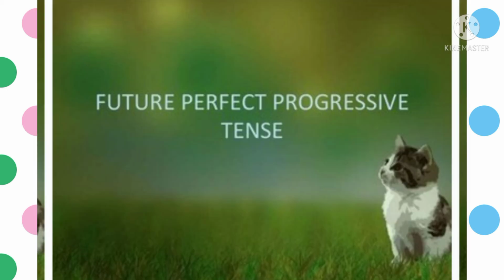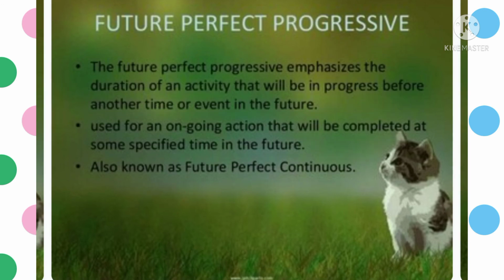The last of all the tenses is future perfect progressive or continuous tense. Okay, from what we have learned about present perfect continuous and past perfect continuous, we must have understood that it talks about an action which was going on for a long time, which is going on for a long time, and future perfect will tell you about an action which will be going on for a long time in the future. It talks about or emphasizes the duration of an activity that will be in progress before another time or event in the future. Also, it's used for an ongoing action that will be completed at some specified time in the future. Also, it is known as future perfect continuous or future perfect progressive, same tense.